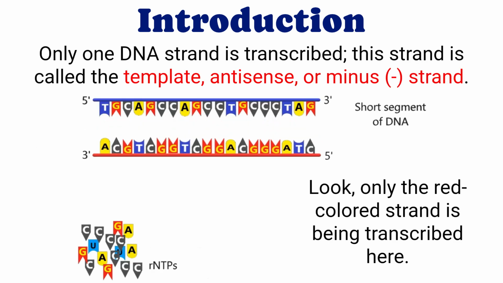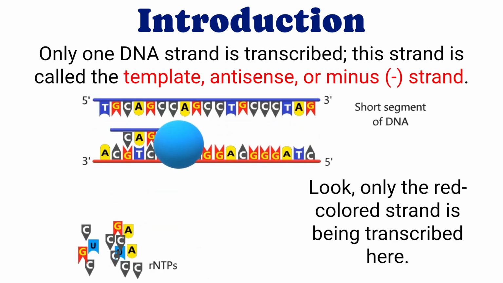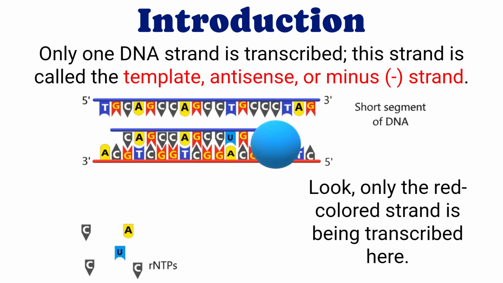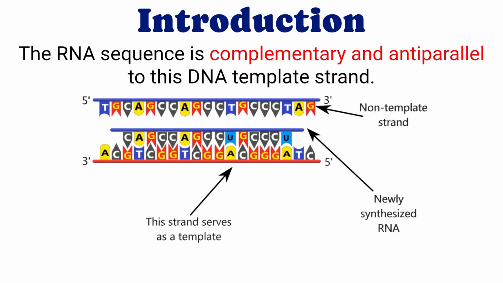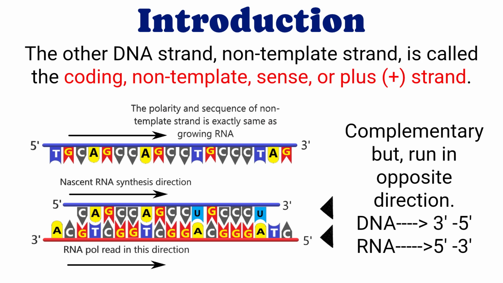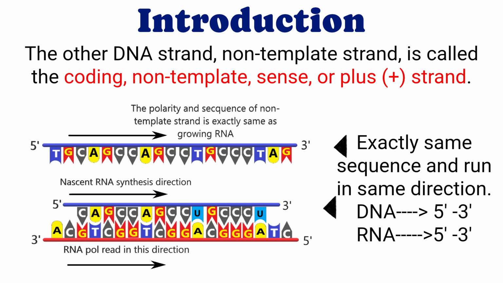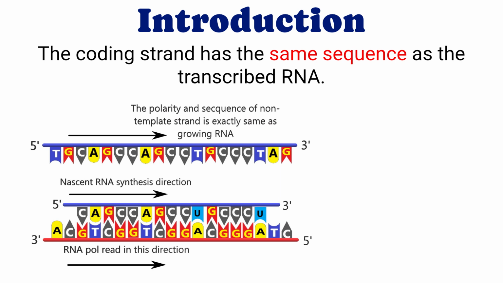Unlike DNA replication, in transcription only one strand is transcribed. This strand is called the template, antisense, or minus strand. The RNA sequence is complementary and antiparallel to this DNA template strand. The other DNA strand, which does not serve as a template for transcription, is called the coding, non-template, sense, or plus strand. It is called the coding strand because it has the same sequence as the transcribed RNA, except that RNA contains uracil instead of thymine.